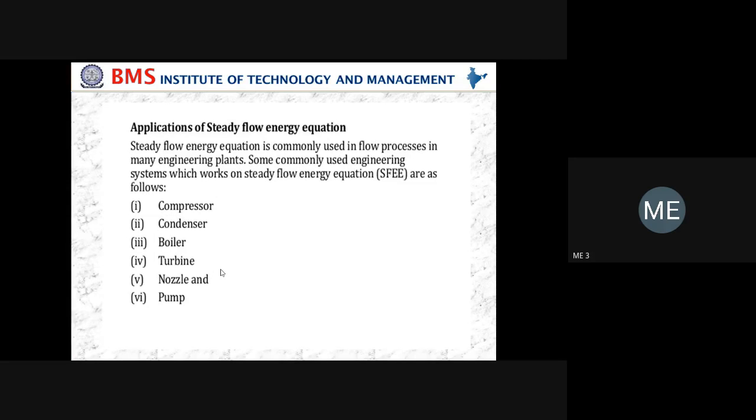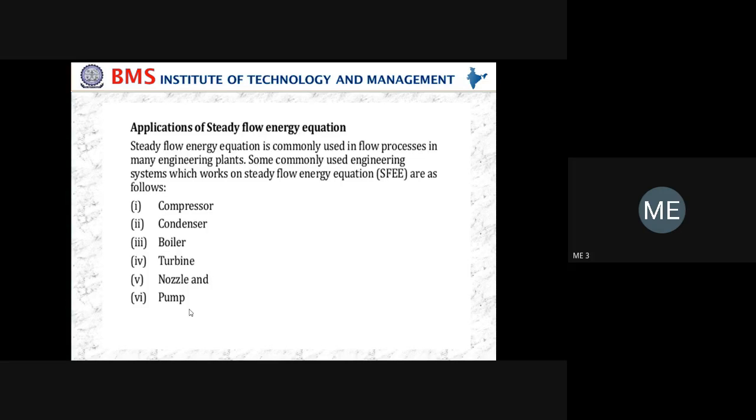And one more device: do you have any idea which instrument decreases the velocity? The nozzle is used to increase the velocity. Can you tell which instrument decreases the velocity of the working fluid? Some sort of dissipator? That is called a diffuser. You remember, the nozzle is used to increase the velocity and the diffuser is used to decrease the velocity. In a nozzle, pressure decreases and velocity increases, and in a diffuser, pressure increases and velocity decreases. So that is nozzle and diffuser.